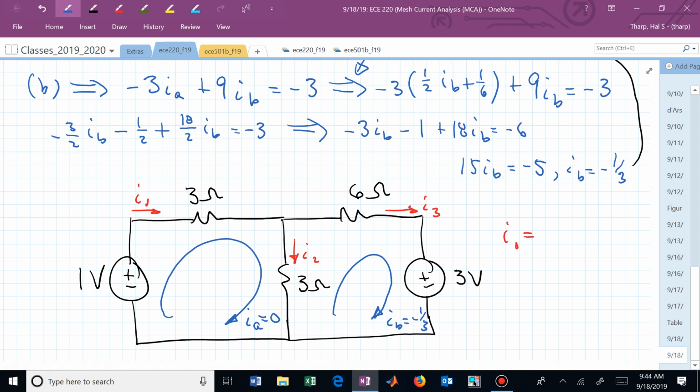Can you write I sub 1 in terms of the mesh currents? It's just I sub A, isn't it? There's no other shared mesh current with that I sub 1. This is I sub A, which we computed to be 0. That branch current is 0. What's the voltage dropped across that horizontal 3 ohm resistor? 0. There's no current flowing through that resistor.